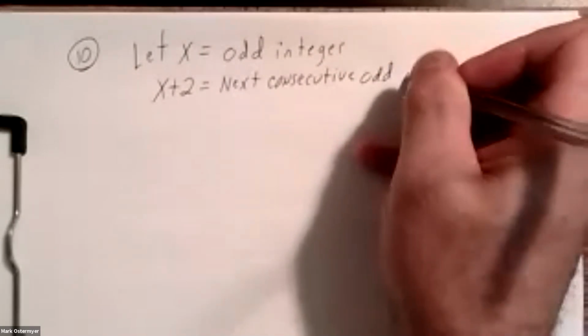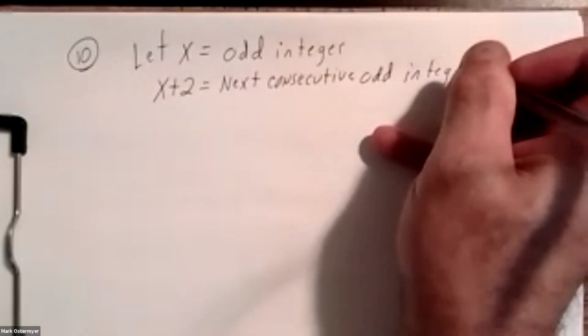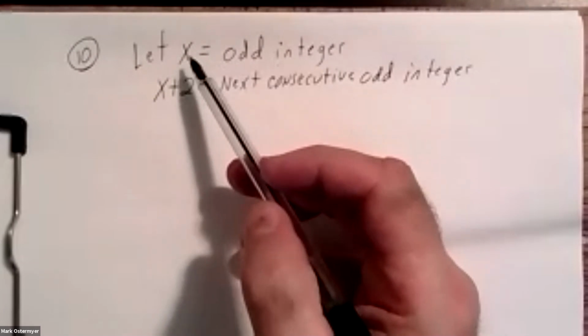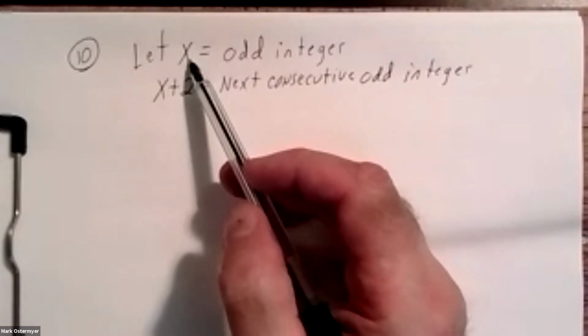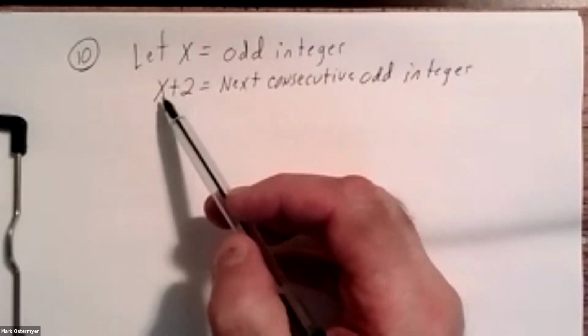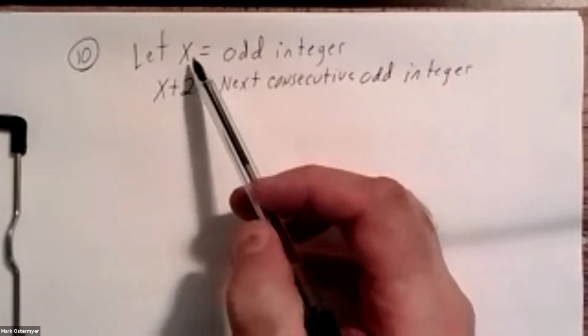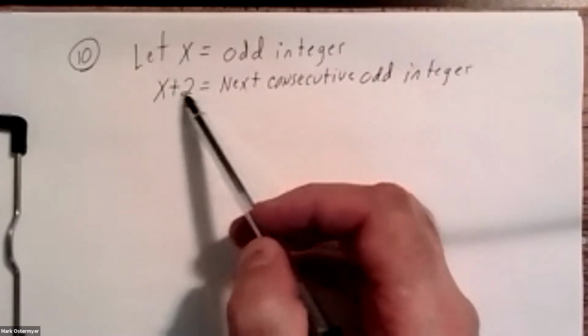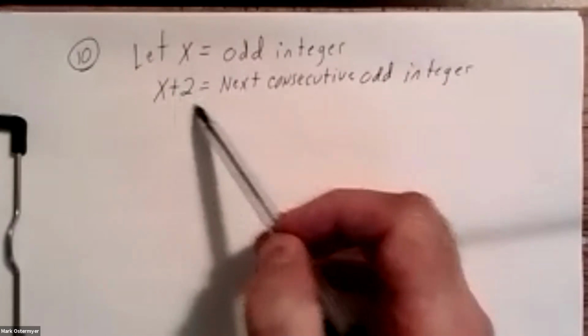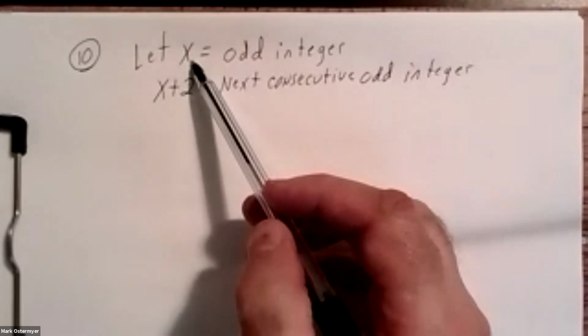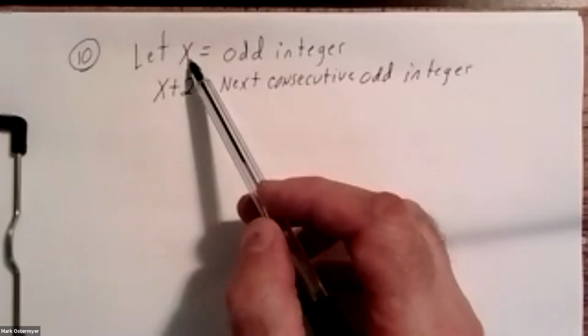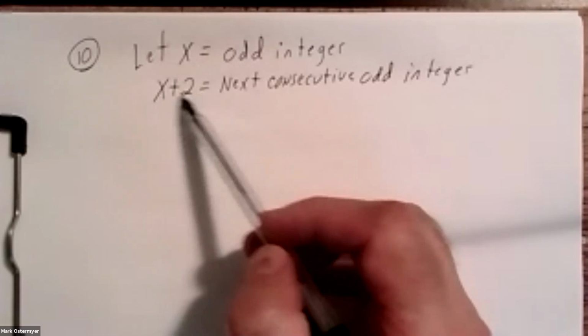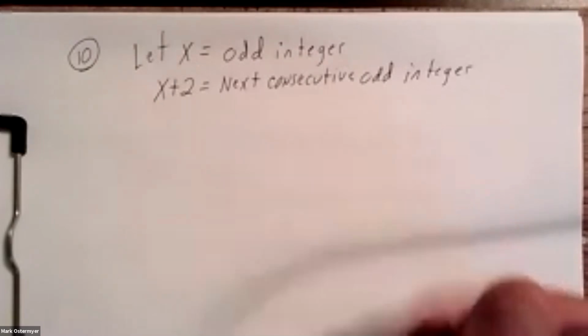All right. So, you can check it out. If x is 5, then the next consecutive odd integer would have to be 5 plus 2 or 7. If x was 21, the next consecutive odd integer would be 21 plus 2 or 23. In general, x is an odd integer, which we don't know, but we can represent it as x, and the next consecutive odd integer must be x plus 2.